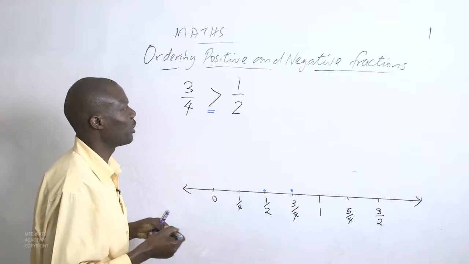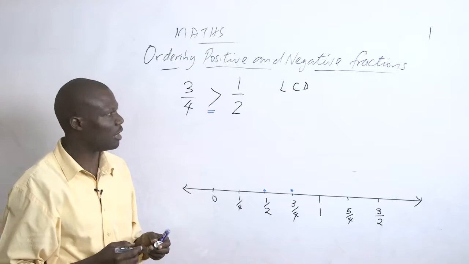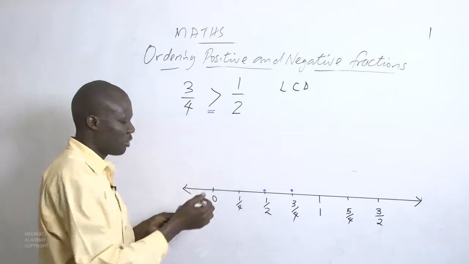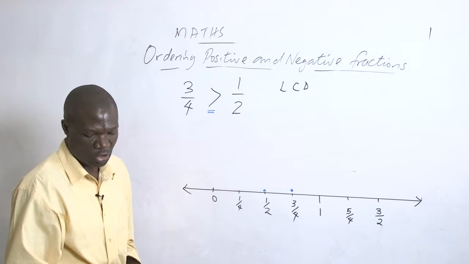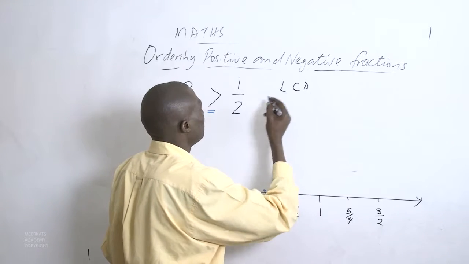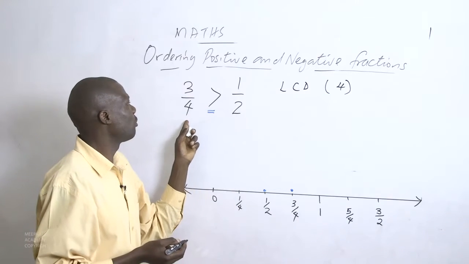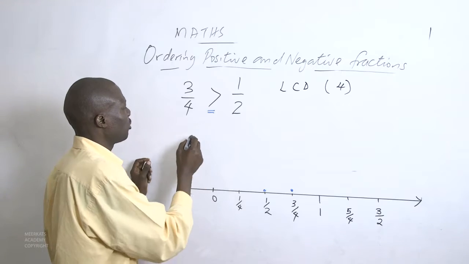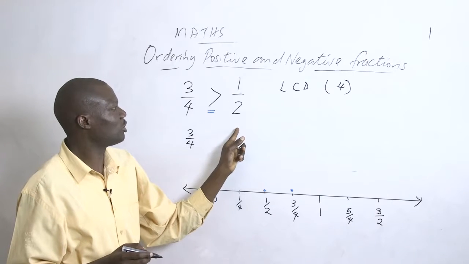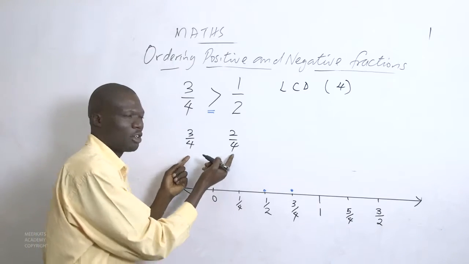We shall find what we call the LCD, that is the lowest common denominator, for the two by considering the 4 and the 2. You will find that for this particular case, the lowest common denominator is 4. Then 4 divided by 4 is 1. 1 times 3 is 3. So we have the first part as 3/4. And then 4 divided by 2 is 2. 2 times 1 is 2. So we have 2/4.